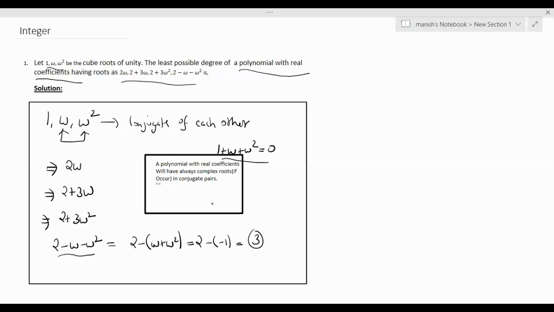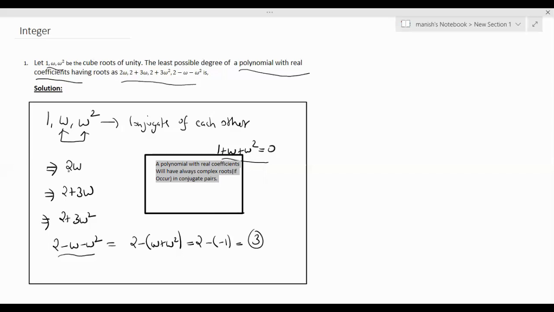And this is the key point. This is a very key point of this problem, which it wants to check from you, whether you know this concept or not. And that concept is whether a polynomial will have complex roots in pairs. If they occur, they will occur in conjugate pairs. So all the roots that are given to us, if they are real, that's fine. But if they are complex, then they should be in pairs.